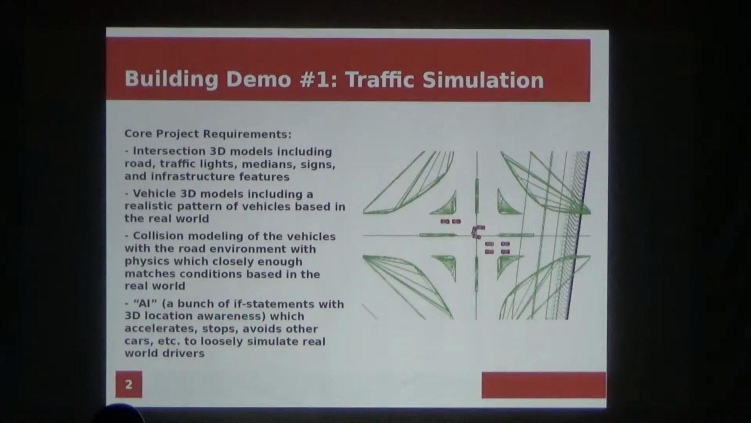So what are the core programming requirements? Well, we need some intersection 3D models, including roads, traffic lights, medians, signs, and infrastructure features. We need some vehicle 3D models, including a realistic pattern of vehicles based in the real world. I did not have enough time to create different vehicle models in the course of 5 days, but I did implement a straightforward way of replacing the vehicle bodies. So I can just set up new bodies as I make them.